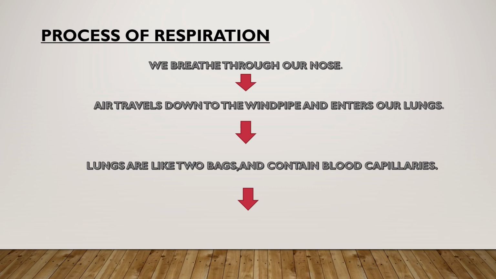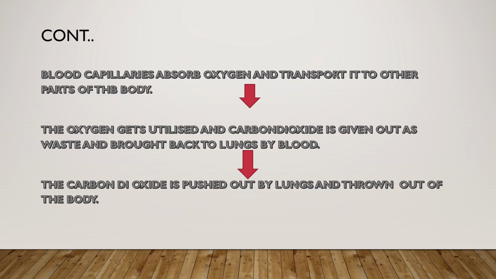So the process goes on like this. First of all, we breathe in through our nose. Then the air travels down to the windpipe and enters our lungs. Those lungs contain blood capillaries. Now, the blood capillaries which are present in the lungs absorb the oxygen and then transport it to the other parts of the body. In the body parts, the oxygen gets utilized and carbon dioxide is released as a waste, which is not good for the body, so it is brought back to the lungs by blood. Then the carbon dioxide is pushed out by the lungs and thrown out of the body.